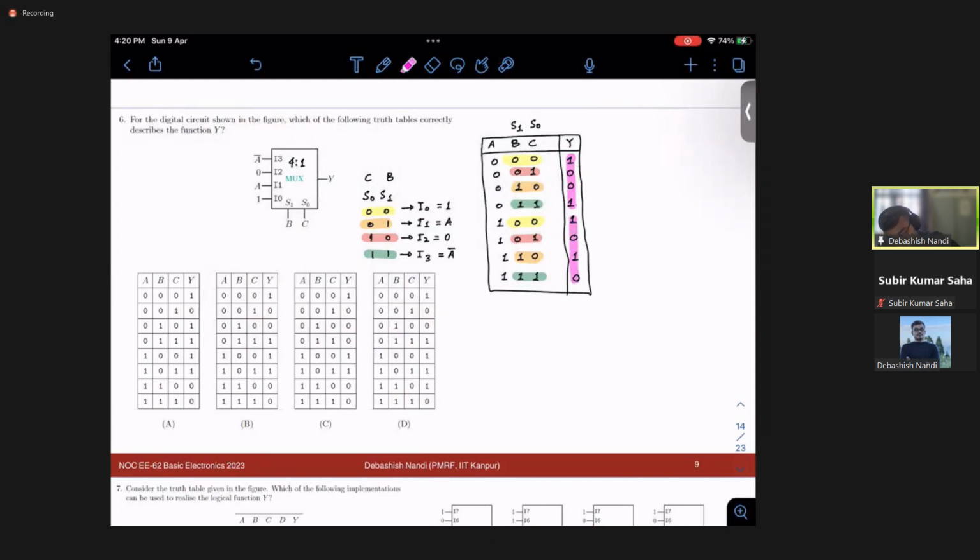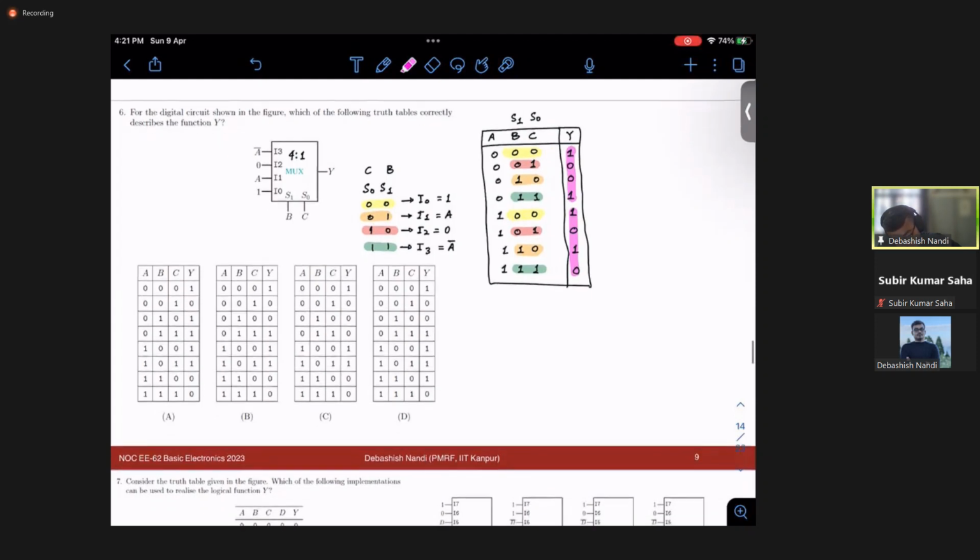So 1 0 0 1, this is not right. 1 0 1 0 1, this is also not right. So this is your 0 1 1 0 0 1 1 0 1 0. Okay, 1 0 0 1. Did I make a mistake somewhere?